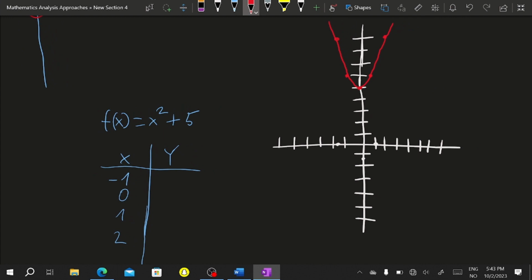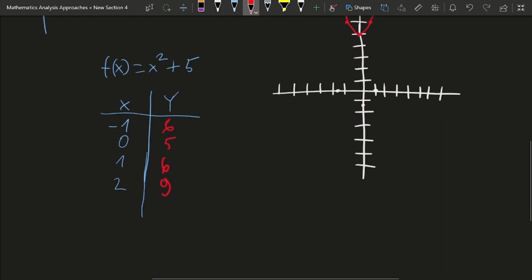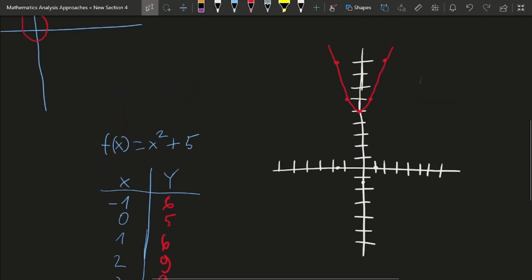So -1, that was 6. Because of 1, 2, 3, 4, 5, 6. 0, that was 5. And that's our vertex point. 1, that was 6 as well. And 2, that was 9. And then hence, -2 is also 9. So you should see that it's mirroring.